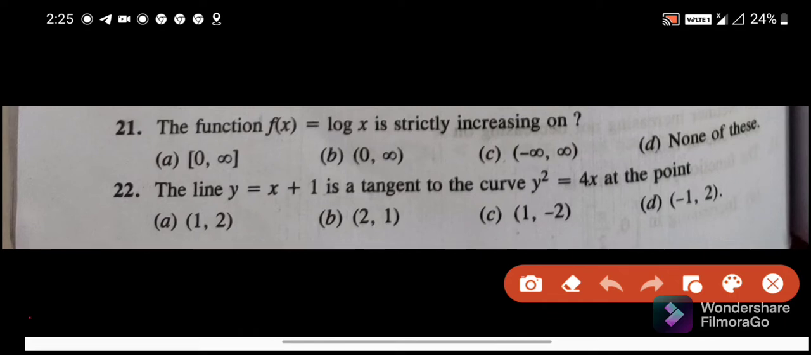Okay students, I hope you all understand all MCQs. Now you will practice more MCQs of applications of derivatives for preparation of your first term exam.